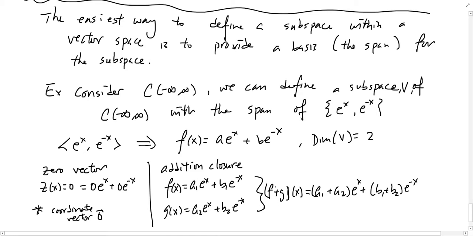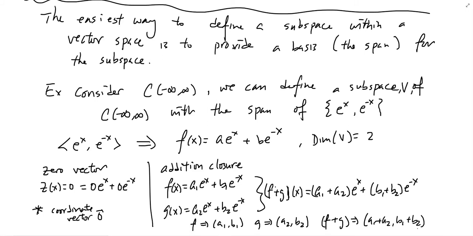So notice that in here, once again, the idea is that f is equivalent to the vector a1, b1. g is equivalent to the vector a2, b2. And therefore, f plus g would be equivalent to the vector a1 plus a2, b1 plus b2. There you go. So once again, with the basis defined e to x, e to negative x, I can just simply focus on the coefficients, which in this case form the coordinate vector that I'm working with.